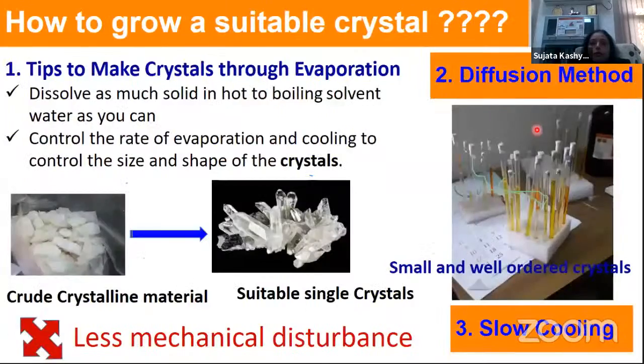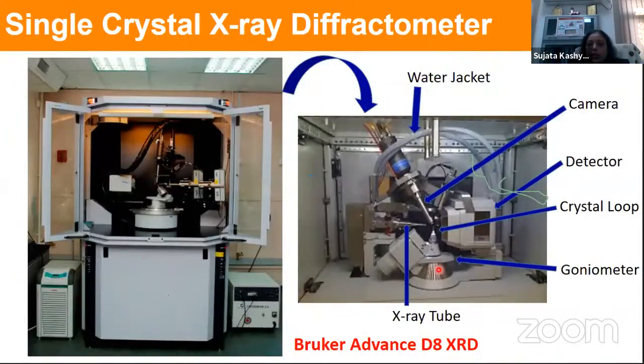Let me show you here. Here is the camera. You can see this is the camera and this is the detector. Before that, we have a computer screen. On that computer screen, we can see that crosswire. This is the goniometer on which we have to place the crystal loop having the crystal. The crystal has to be placed where there is the crosswire of the camera as well as the detector.